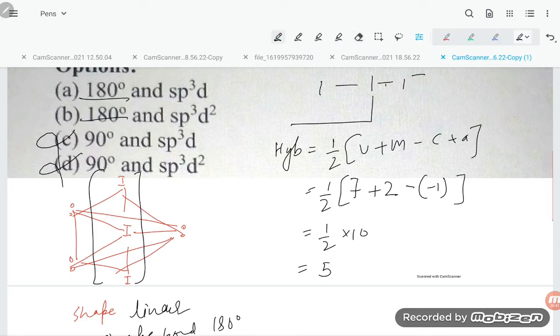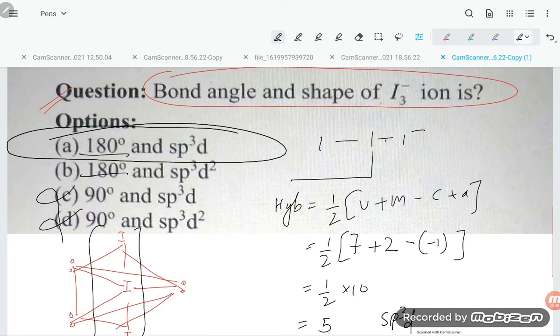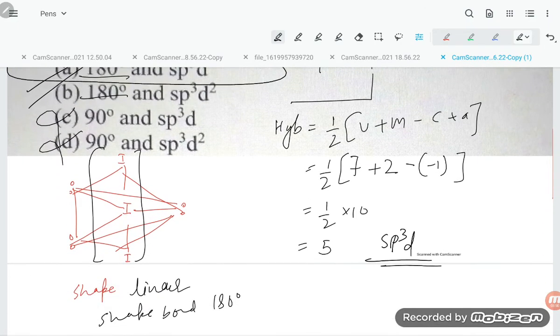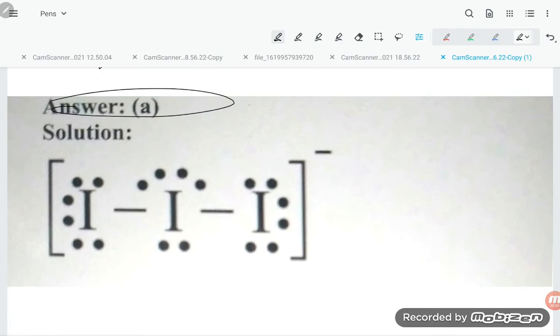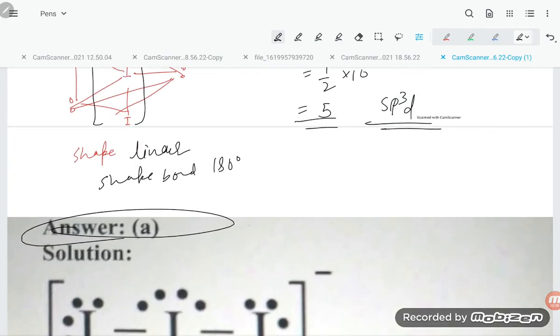So it is sp3d, while option C is sp3d2 and D is sp3. The correct option is option A, students. sp3d: 1 s and 3 p means 4, and 1 d makes 5. So this is our answer. Option A is correct, and this is our required answer.